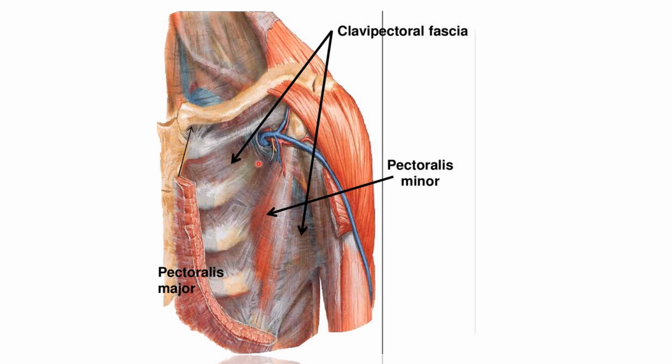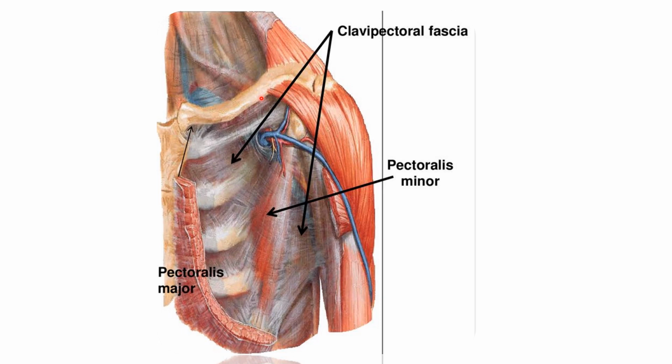Above, this fascia extends upwards and splits into two, enclosing the subclavius muscle. The anterior and posterior laminae are attached to the subclavian groove of clavicle.